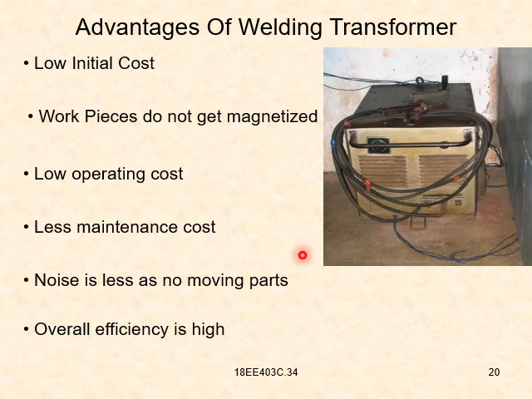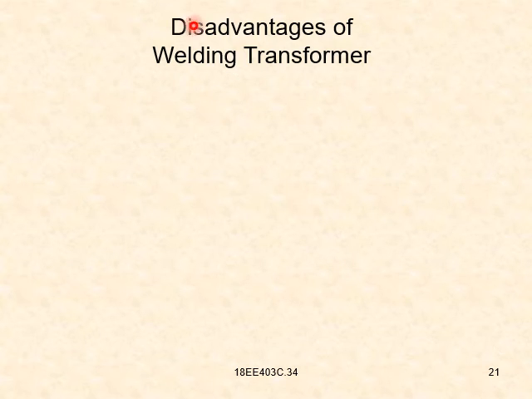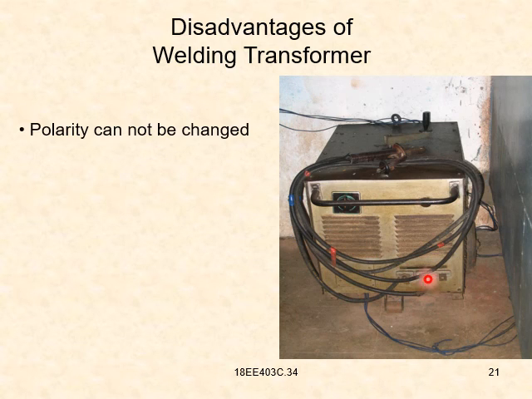Okay, then we'll see the disadvantages of welding transformer. Polarity cannot be changed, and it has a very poor power factor. These are the main two disadvantages of the welding transformer, where the polarity cannot be changed and the power factor is very poor.